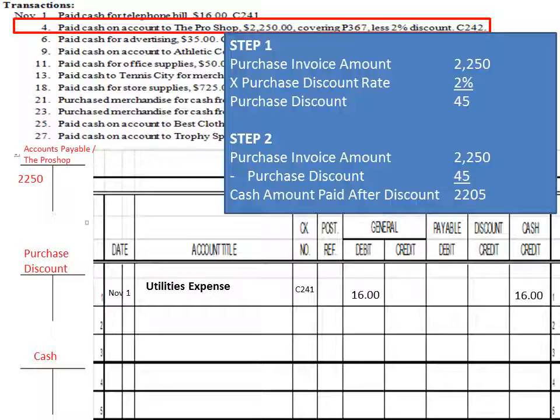So we need to make sure that we are reducing the amount that we owe them, because we don't want to put that $22.05 in the amount that we're owing them, because then our records will indicate that we still owe them $45, when in reality we don't. We've paid them in full.